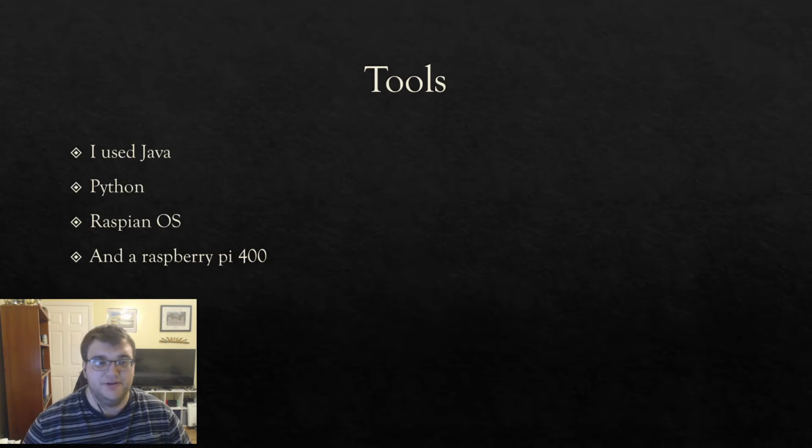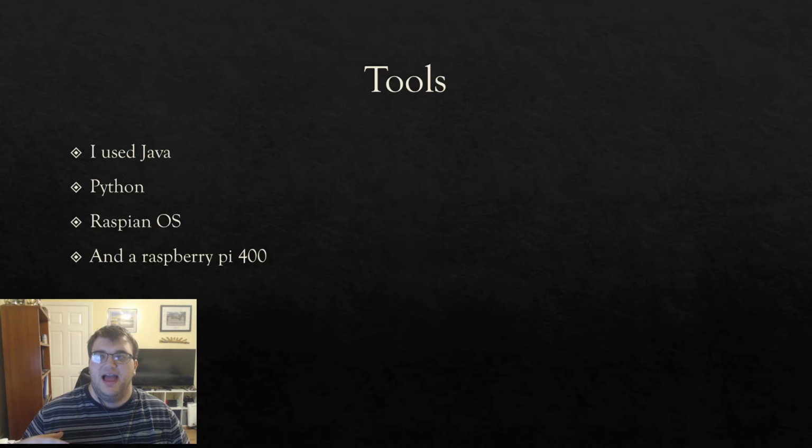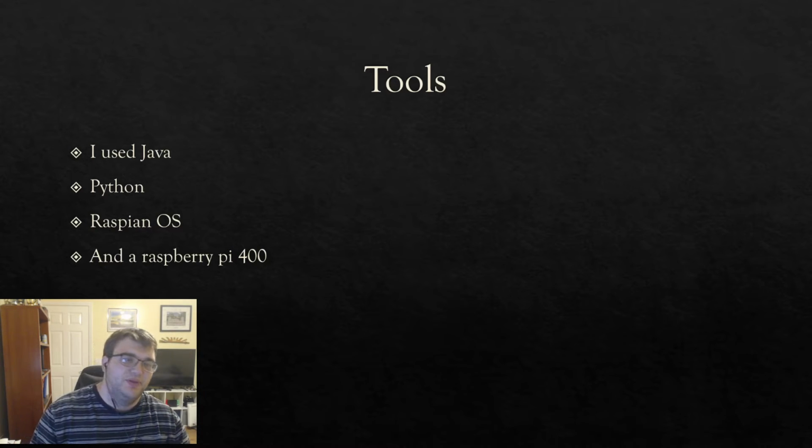So for tools, I used, obviously, a Raspberry Pi 400. I used Java to import the data from the project and to calculate what percentage of the time it was up, which I have a screenshot showing. I will show that shortly. I used Python to run the software because Python runs better on the Pi. Python was what I used to ping the internet repeatedly.